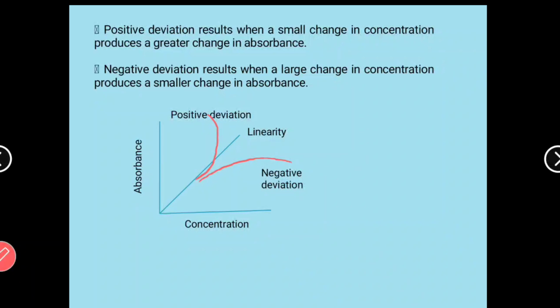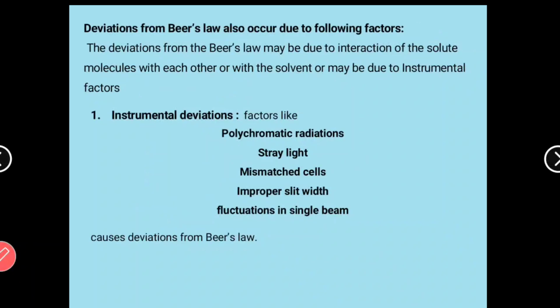Apart from these two deviations, that is positive and negative deviations, other deviations from Beer's law also occur due to the following factors. The deviations from Beer's law may be due to interaction of solute molecules with each other or with the solvent, or may be due to instrumental factors. Let us read one by one. First one is instrumental factors. Instrumental factors like polychromatic radiations, stray light, mismatched cells, improper slit width, fluctuations in a single beam, all cause deviations from Beer's law.